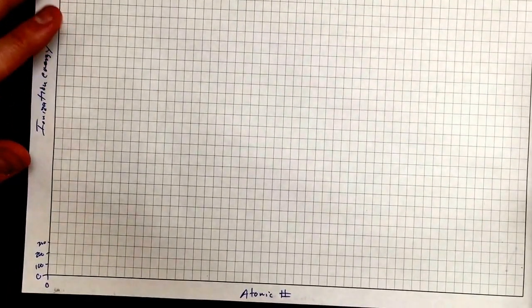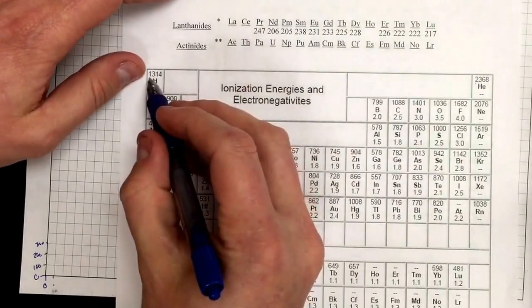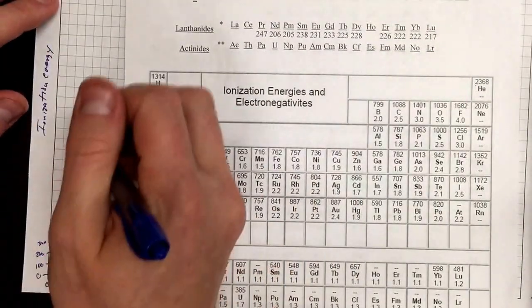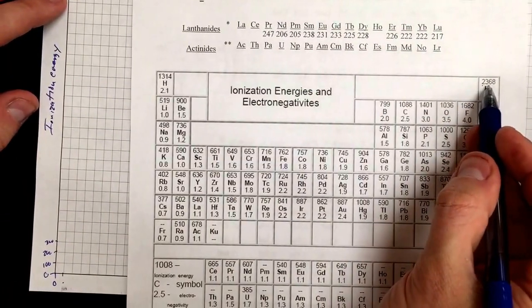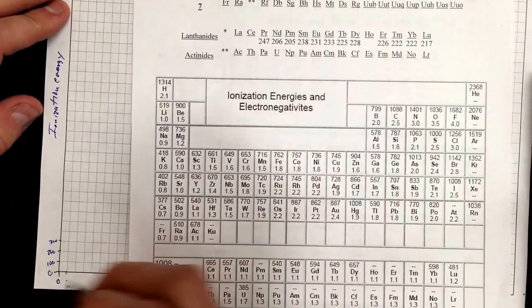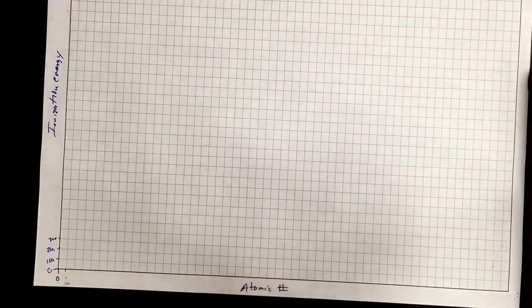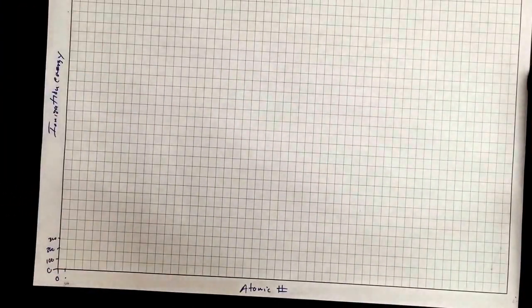So again, we will do hydrogen is number 1, and then we'll go up to, this time, a number for hydrogen is 1,314. So we'll plot that point on there, and then helium is 2,368, so we'll plot that for the second point, and then lithium is 519, so you go 3, 519, you get the idea. And again, connect the points, and that's what you need to have baseline done by Monday.